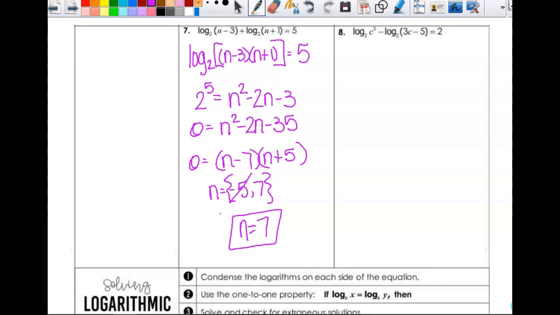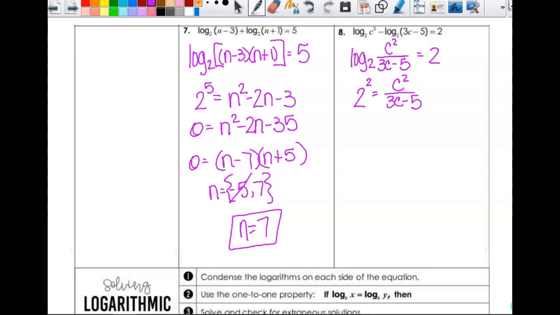All right, so now I'm condensing here, and this is subtraction, so it'll become division. So I have log base 2 of c squared over 3c minus 5, and that equals 2. Can I cancel this c with one of these? No, that'll make me disown you. Okay, so then I'm going to rewrite this, and I get 2 to the 2nd power equals c squared over 3c minus 5.